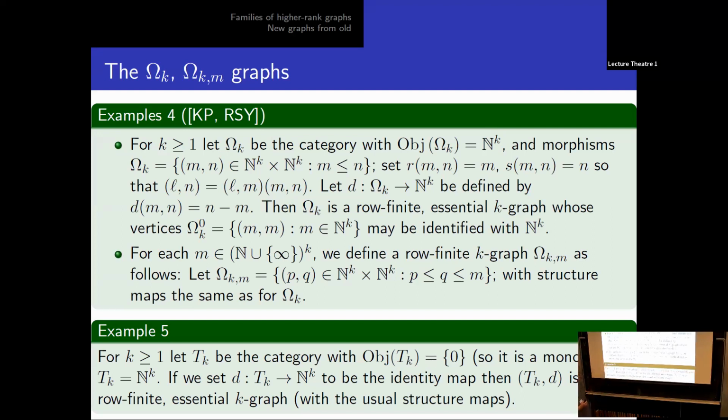And then Raeburn, Sims and Yeend produced a truncated version of it because they were interested in graphs that had sources. So they had to use this to help define infinite paths in graphs that had sources. And then, to state the obvious, N^k itself is a k-graph, with the degree function being the identity map. So there's a bunch of basic k-graphs to get started with.